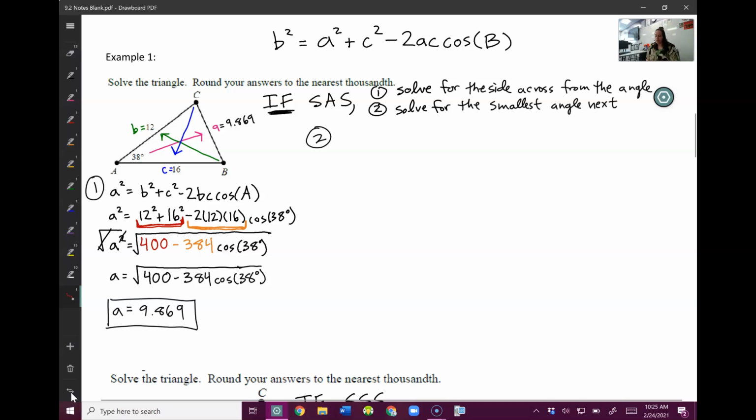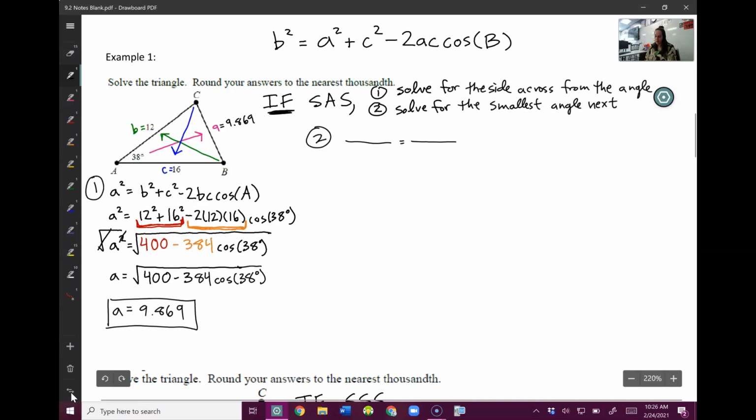So the next question is, I have capital C and capital B. Which of those is the smallest angle? Because they look pretty darn close. Well, to find the smallest angle, find the smallest side. So if I look at little b is 12, little c is 16. So if I want to solve for the smallest angle, then I start with the smallest side, which is little b, so 12, which means I need to solve for big B next. That's going to be the smallest angle.